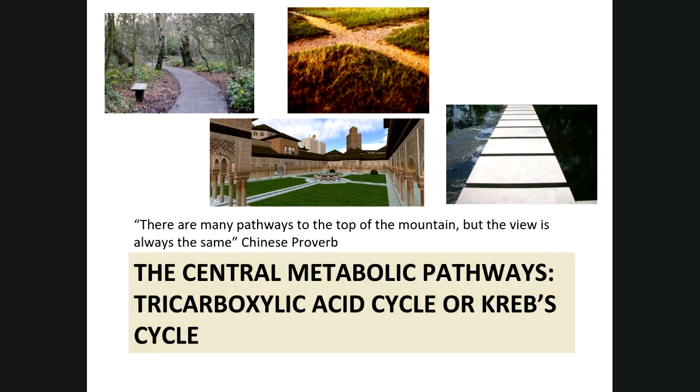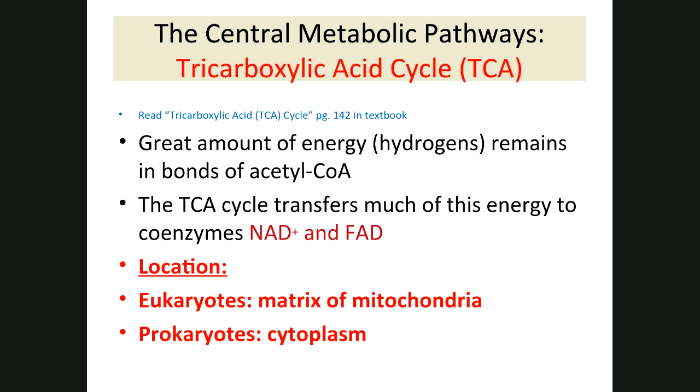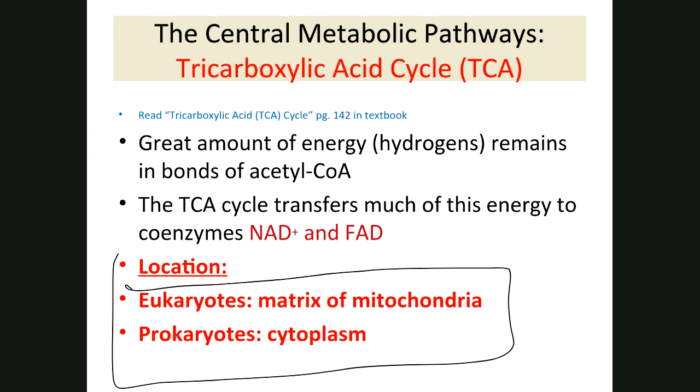Okay, moving on to the Krebs cycle or the tricarboxylic acid cycle. Again, location for eukaryotes, matrix of mitochondria. In prokaryotes is the cytoplasm. Now, what we have now is a 2-carbon compound called acetyl coenzyme A, which still has hydrogens in there that could be removed. So we could oxidize it further, which is what the process of the TCA cycle is.